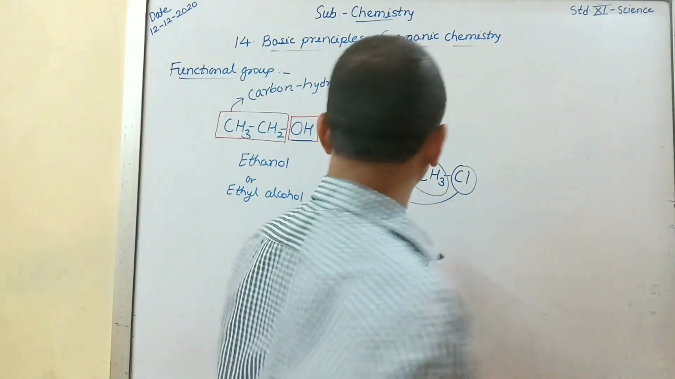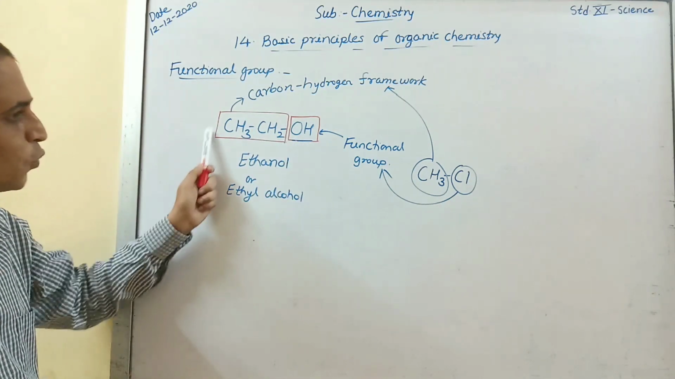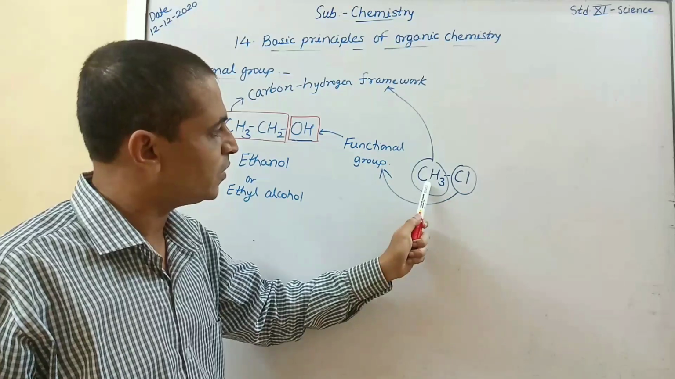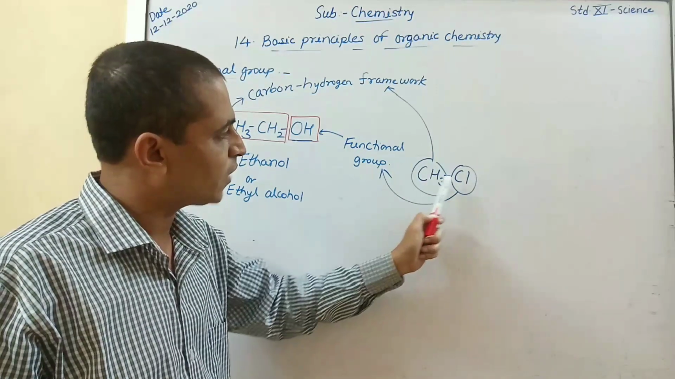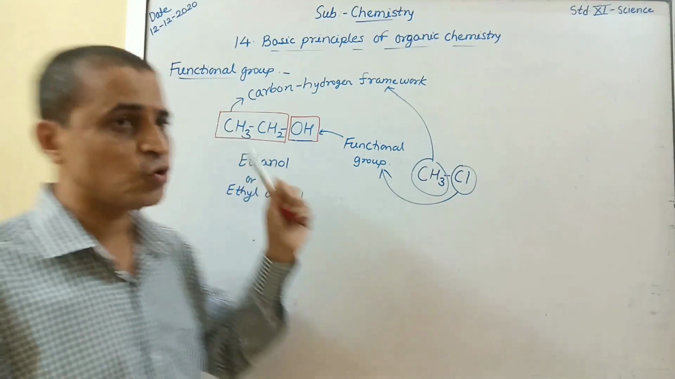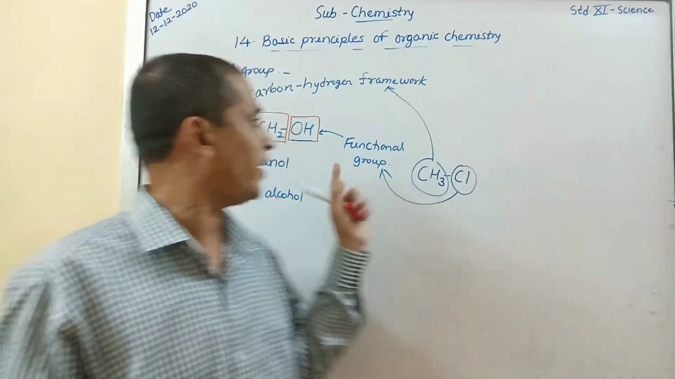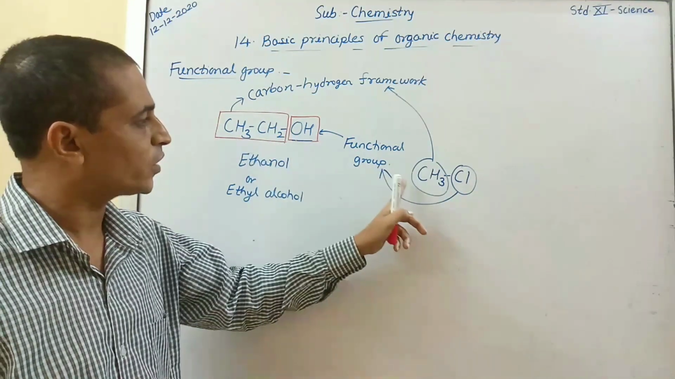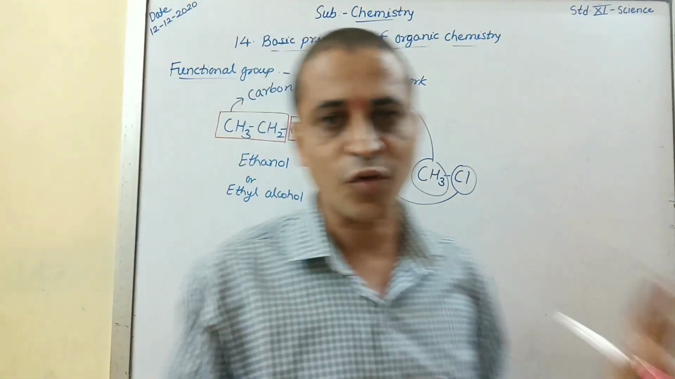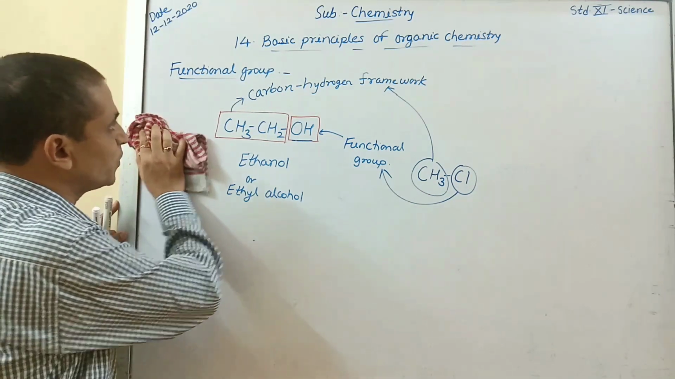So how do you define this? One more thing I have to tell: this OH represents all the properties of alcohol and here Cl represents all the properties of chloroalkane, because this methyl is a part of alkane. When from alkane a hydrogen atom is replaced by chlorine, you get methyl chloride. So a functional group represents all the characteristic chemical properties. Functional group is defined as an atom or group of atoms present in an organic molecule which determines its characteristic chemical properties. I hope you understood the meaning of functional group.